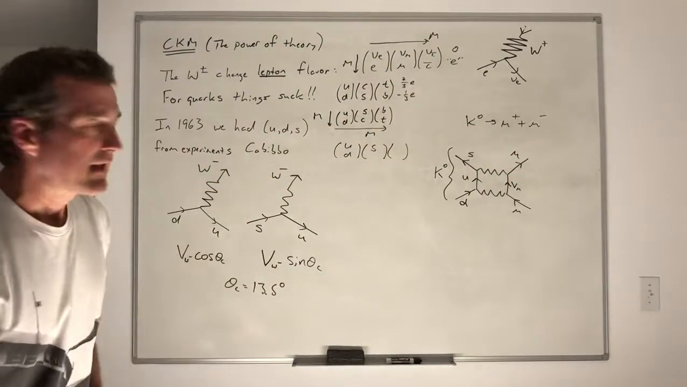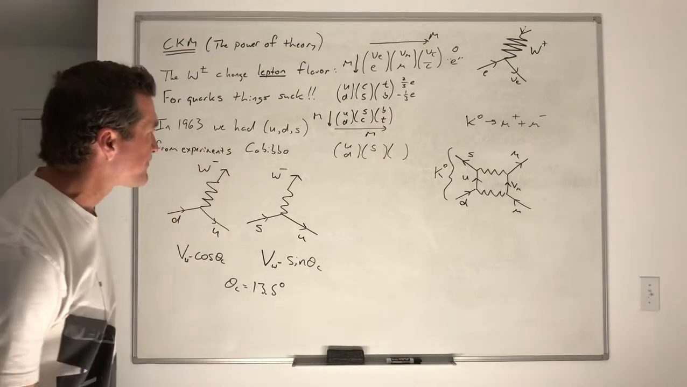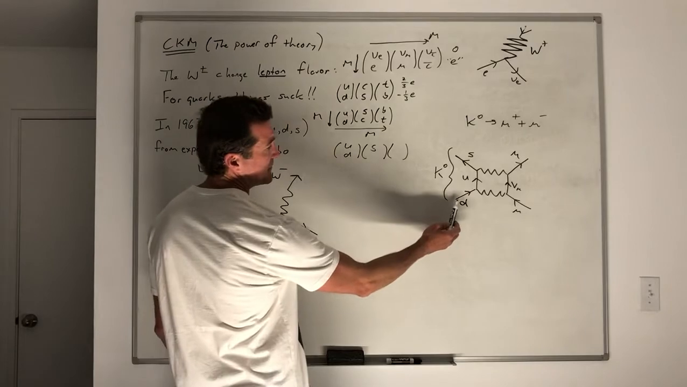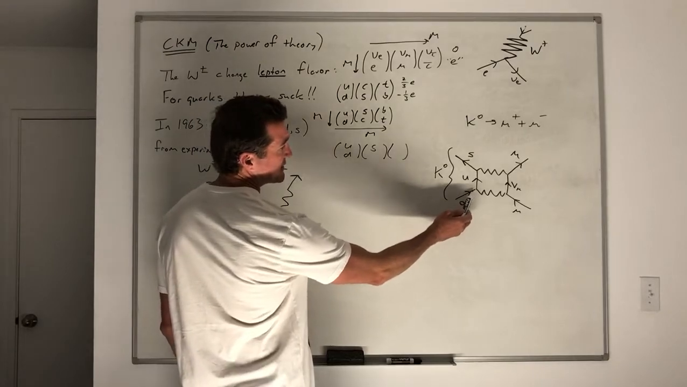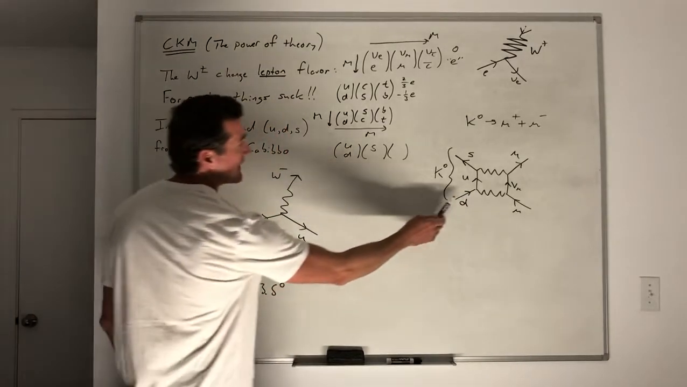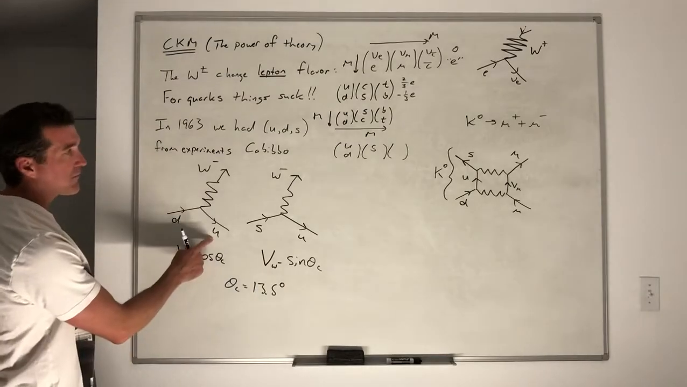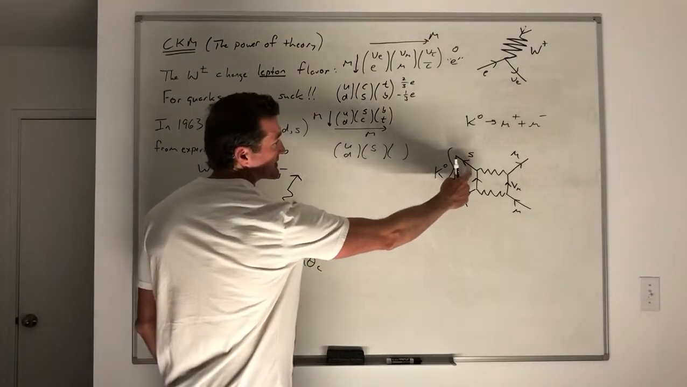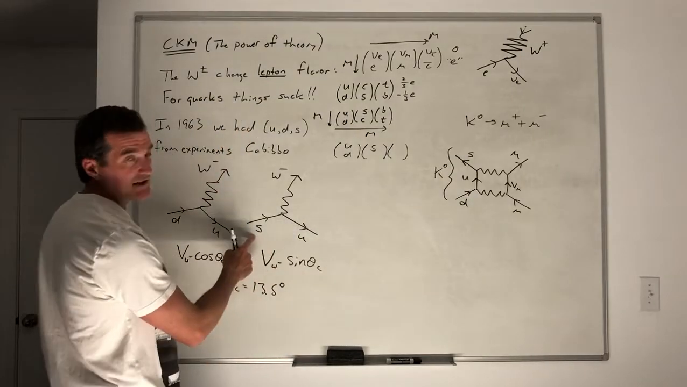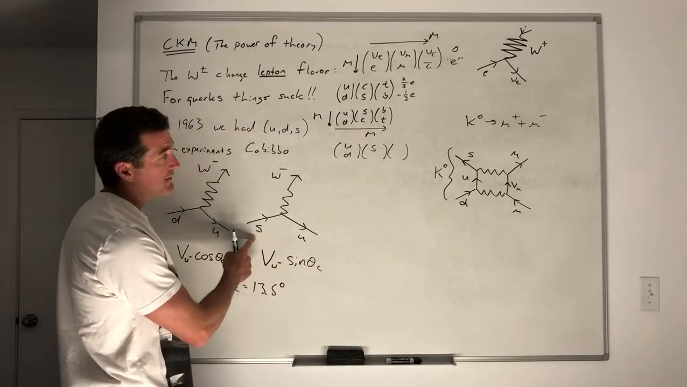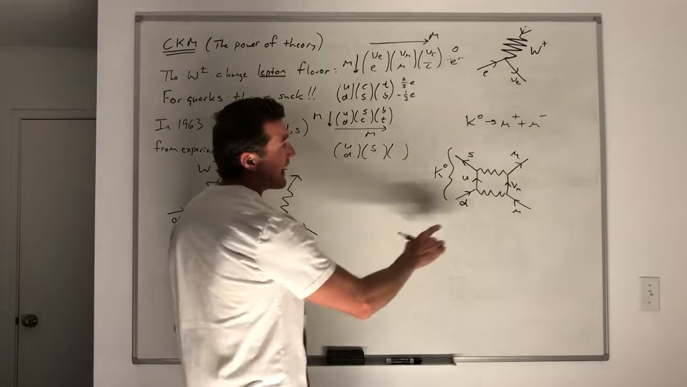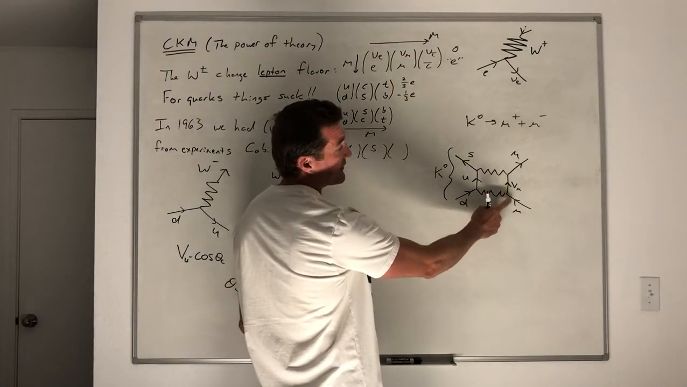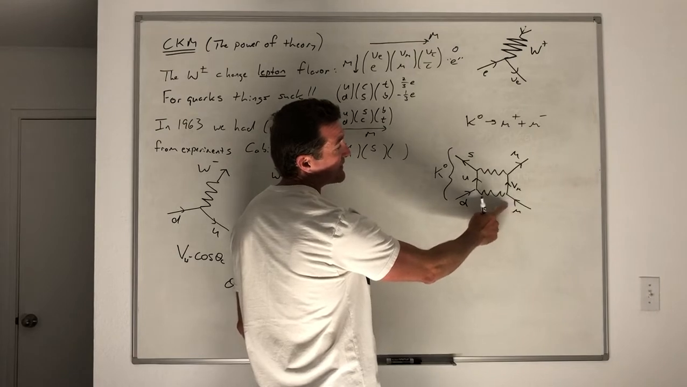Okay? Now, let's look at this for a second. Clearly, this diagram has an interaction vertex which involves a down quark being translated into an up quark. And then it also has an interaction vertex where the up quark is transitioned into a strange quark. And then on the outgoing, you're dealing with leptons. And you'll notice all the interaction vertices keep you within the same generation.